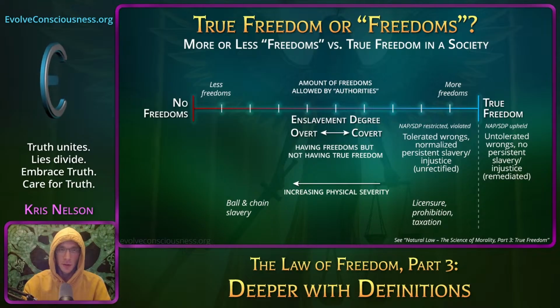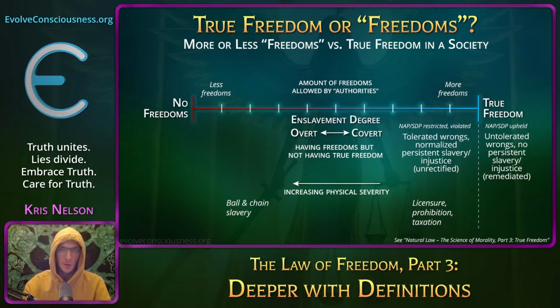And in between, you can go towards the left, which is having less freedoms, or you can go towards the right, which is having more freedoms. So these are the amount of freedoms that are allowed by authorities, because they're the ones taking it away in our society as we have it. And this is our enslavement degree. And the more you go towards the left, the more overt and in your face it gets.